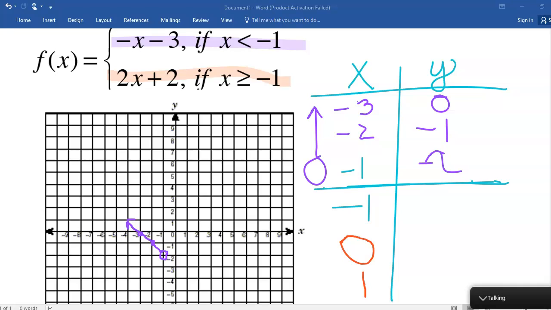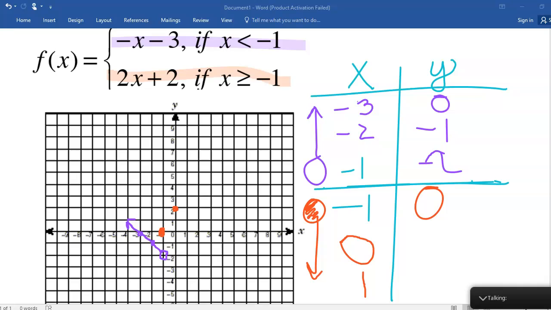At -1 for the bottom equation, is the point open or closed? Plugging -1 in, 2 times -1 is -2 plus 2. 0. So at -1, we have the point -1, 0 filled in. And then my slope is positive 2. So it's going to go up 2 and over 1 from that point.